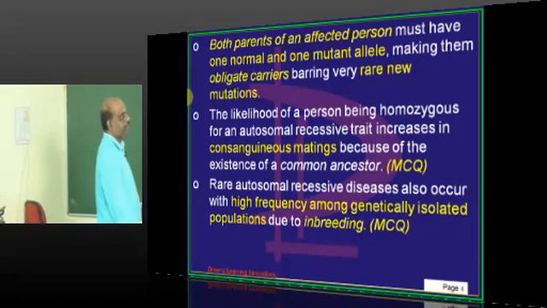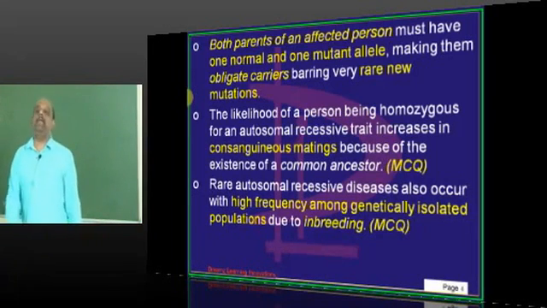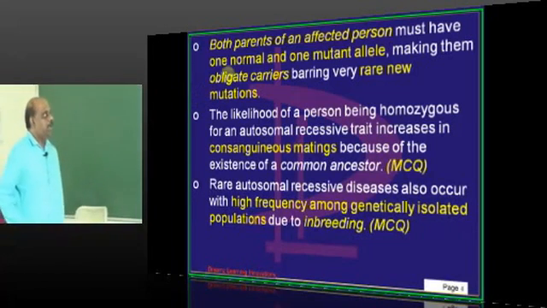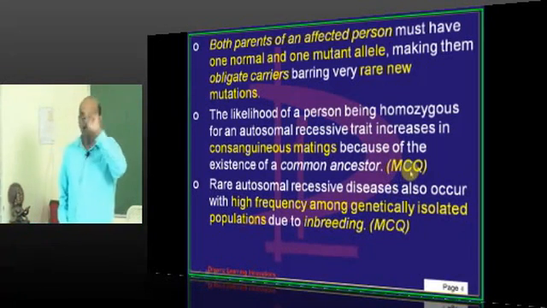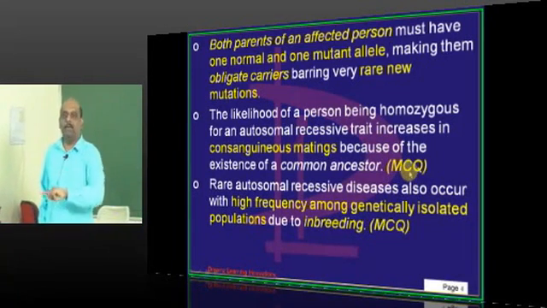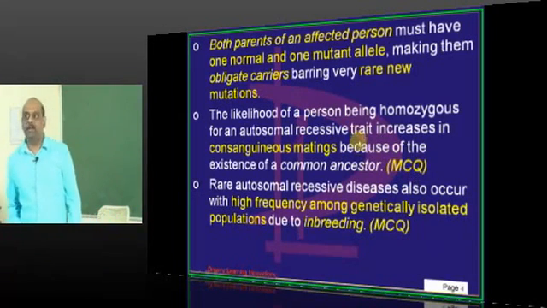Condition number 2. Consanguineous matings. The likelihood of both papa and mama carrying the abnormal gene is greater. Why? When do you call it consanguinity?